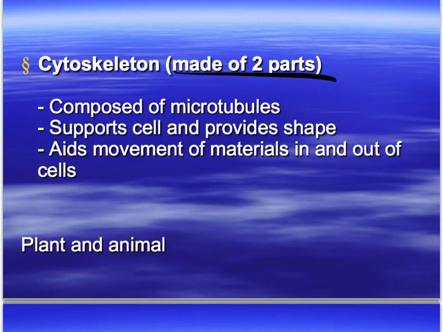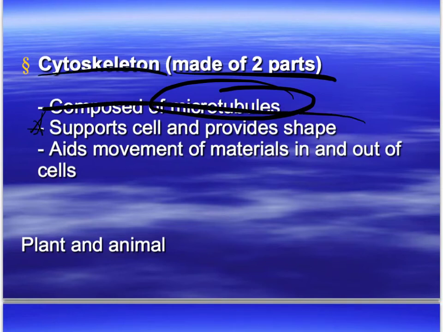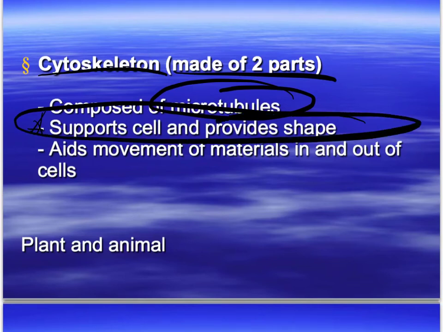The cytoskeleton is made of 2 parts. It's composed of something called microtubules. In addition to those microtubules, it's also made of something called microfilaments. What this cytoskeleton does is it supports the cell and provides it with shape. So it allows the cell to keep its shape, just like your skeleton allows you to keep your shape and to support you. This is found in both plants and animals.